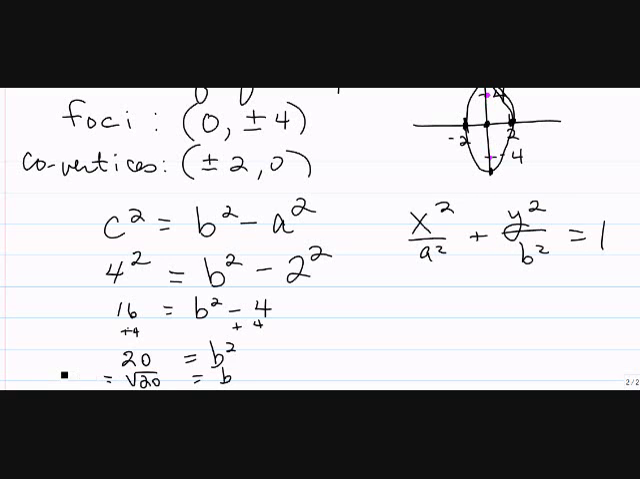It simplifies to 2 root 5. If I need to name the point, then yes, you should simplify it. Right now I'm just writing the equation and I'm going to show you I didn't even need to do that. Is b squared the distance between the focus and the center? B is the distance from the center to the vertex.